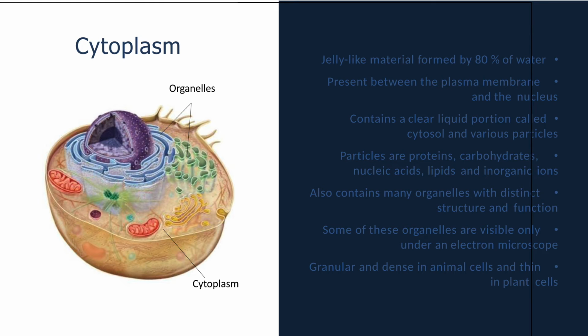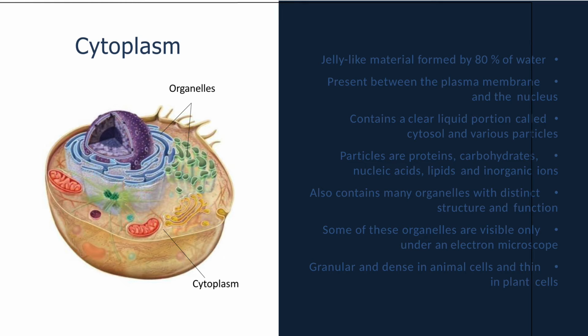Cytoplasm. Cytoplasm is jelly-like material formed by 80% water. It's present between the plasma membrane and the nucleus. It contains a clear liquid portion called cytosol and various particles. These particles are proteins, carbohydrates, nucleic acids, lipids, and inorganic ions.